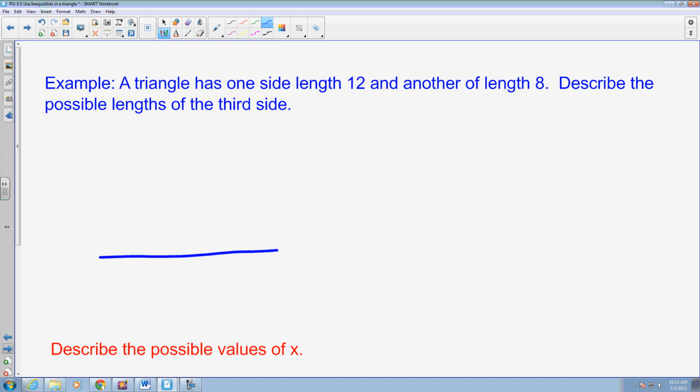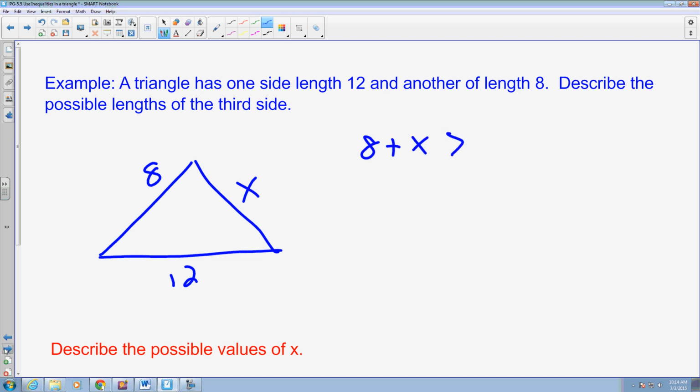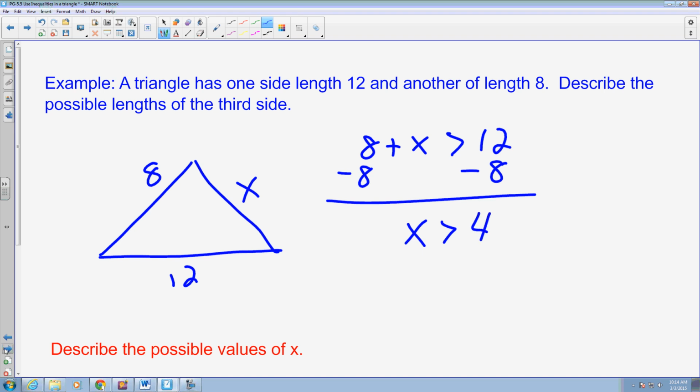So you have one here that's 12. I have one here that's 8. Now I have to figure out what this value here must be. All I'm saying is that if I take any two of the combinations, I'm going to say 8 plus x must be greater than 12. So plug it in there. I subtract 8 from both sides. I go over here. x is greater than 4.